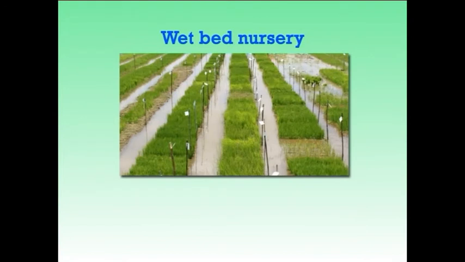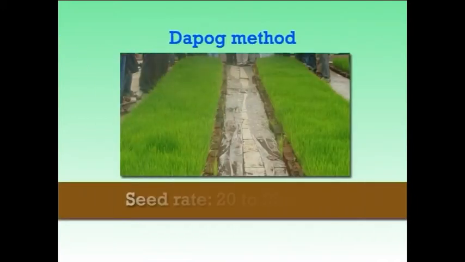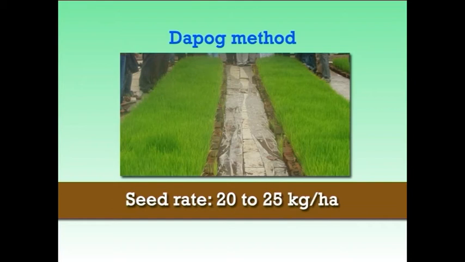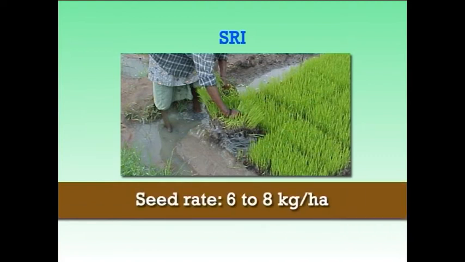And in case of wet bed nursery, 40 kg per hectare of seed is required. And in case of depot method, 20 to 25 kg per hectare of seed is required. And in case of SRI, 6 to 8 kg per hectare is sufficient.